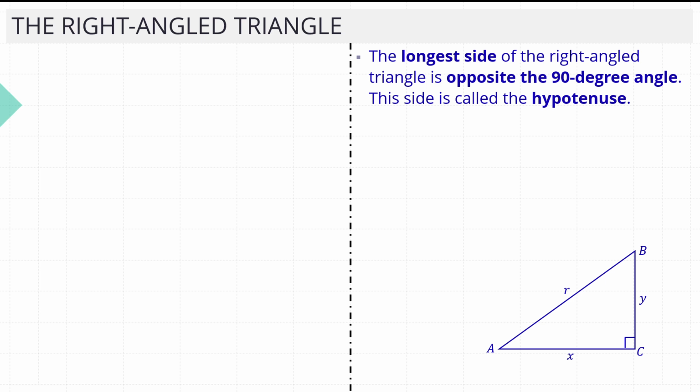Now, the longest side of the right angled triangle is opposite the 90-degree angle. We should take note of this. And this longest side we are talking about has a special name, hypotenuse. So in the triangle ABC, we see that the line AB is opposite the 90 degrees. So the line AB is the longest side of the triangle, and it has a special name, hypotenuse.